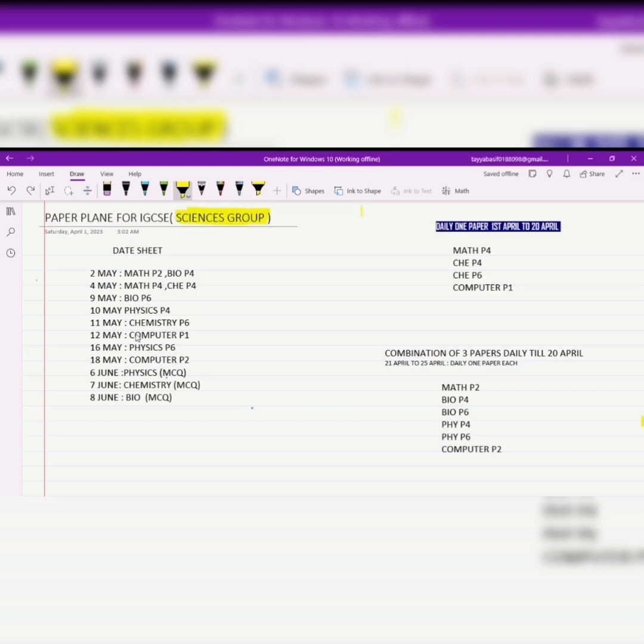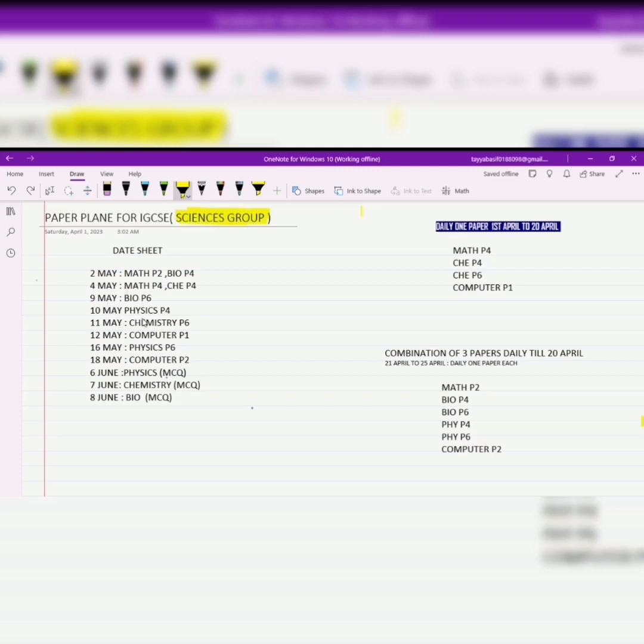I have divided these dates into two groups. Those papers in which there is no break in between: maths P4, chemistry P4, chemistry P6, and computer P1. You can see that on 2 May you are going to appear for maths P2 and biology P4, but you have only a 1 day break, 3 May, and then on 4 May you will be appearing for maths P4 and chemistry P4. Then you have enough break of 5 days before P6, and you have no break for physics P4 and computer P6 as well, because they are on days one after another.